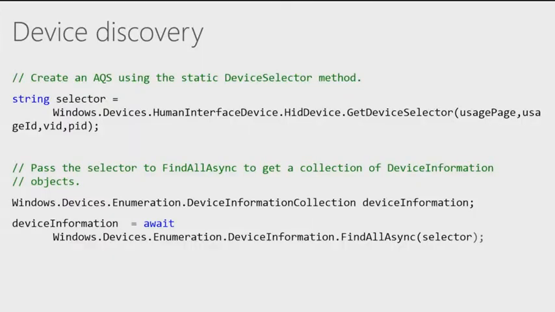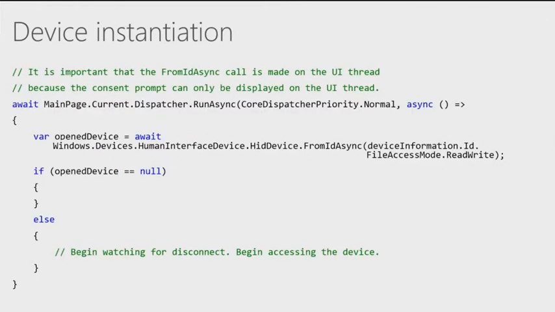So let's see a code snippet which sort of goes over what we just talked about in text. Here you can see that we use a GetDeviceSelector method, which gives you back a selector. We pass the selector to FindAllAsync. It gave you a device information object or a collection. And when we want to open the device, we call FromIdAsync, passing in the DeviceInformation.Id as well as an access mode. We'll talk about the access mode a little bit.